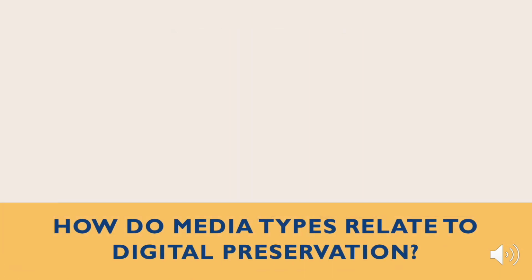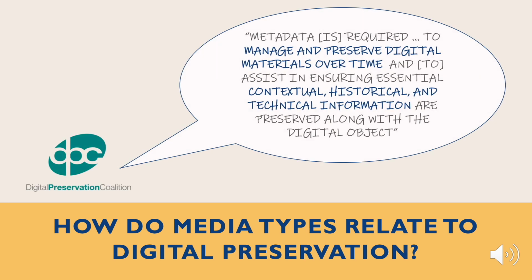So how does all this relate to digital preservation? Well, media types are part of a digital object's metadata, which, as the Digital Preservation Coalition reminds us, is essential for managing and preserving digital materials over time. We need to include media types in preservation metadata because they provide technical insight into how a digital object has been identified and represented over the passage of time.